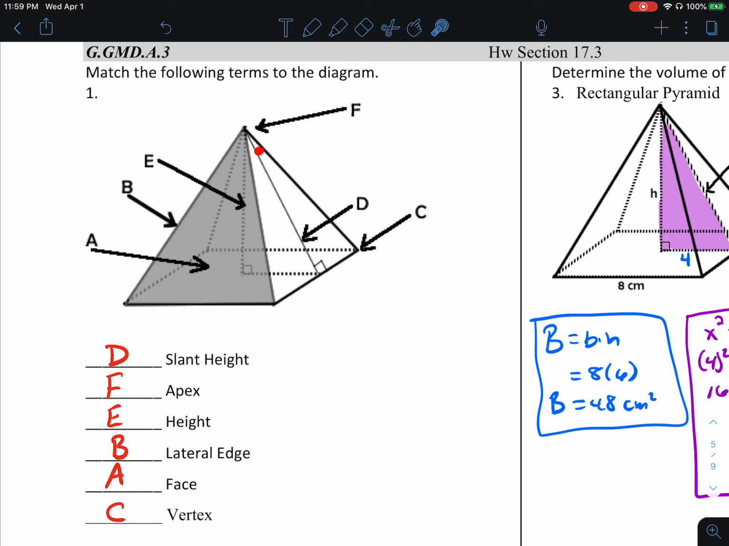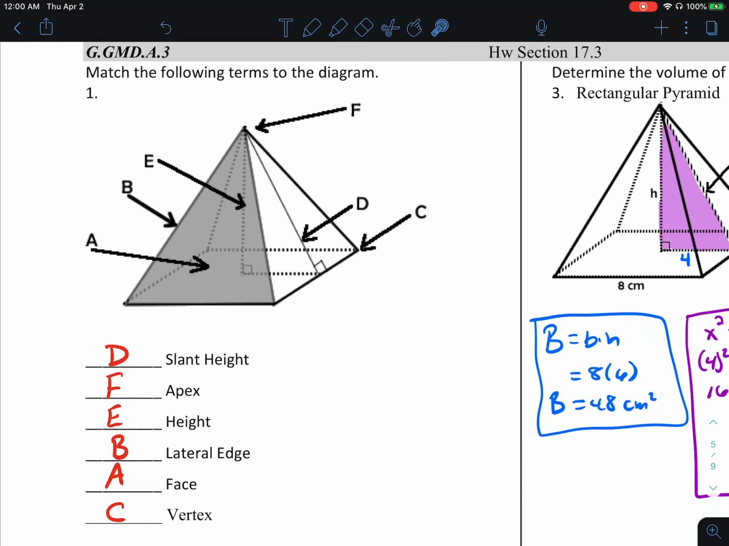The slant height, where you take the face of one of these, a face that is not the base, and you find the perpendicular distance from the base to the vertex. So that would be D. The apex, well, that is the point that's furthest away from the base, that's F.